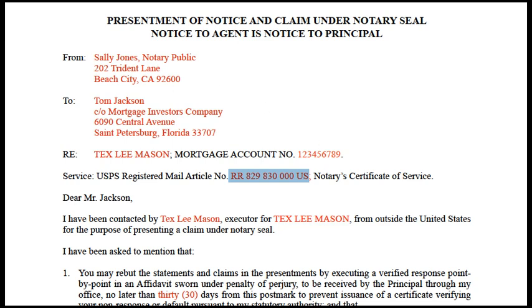So this is a private process. Always use registered mail and a notary certificate of service. Okay, here we go. Notary says, Dear Mr. Jackson, I have been contacted by Tex Lee Masson, executor for Tex Lee Masson. And you know what? When you get the right one, you're going to see this. It says, I have been contacted by Masson Tex Lee. We're using last name, first name, middle initial in your proper status.